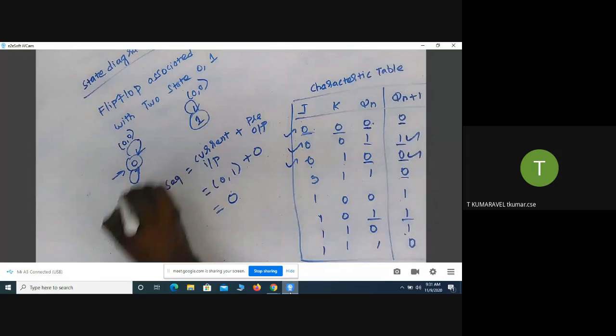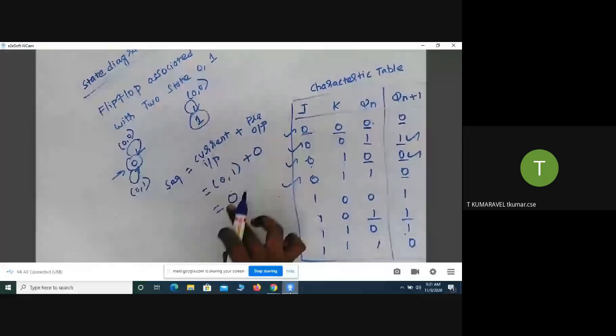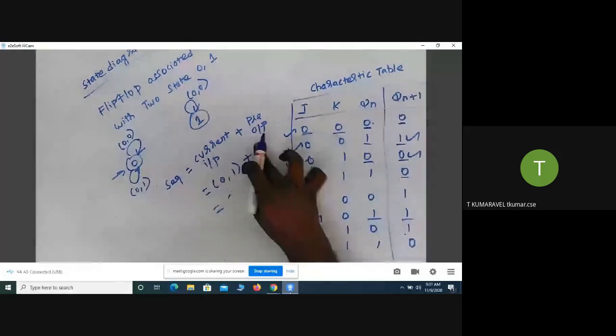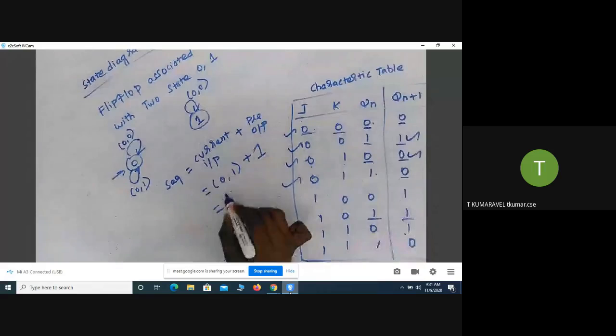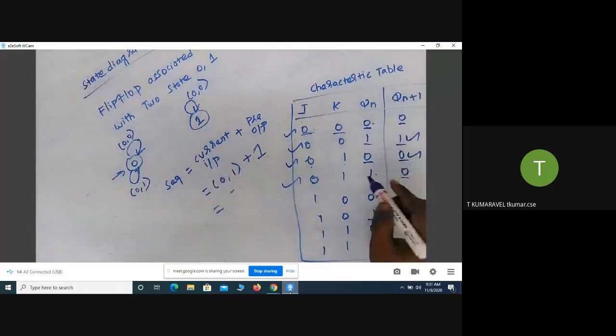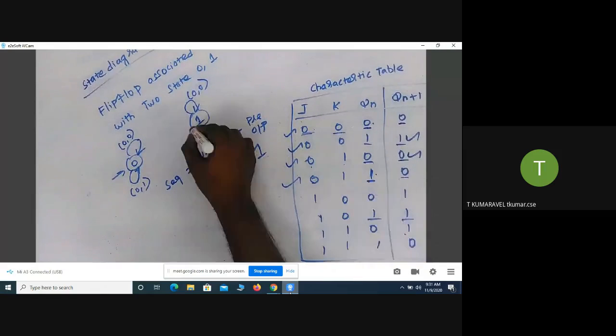What about the next input combination? The next input combination is 0 1, and the previous state output is 1. What about the current output? The current output is 0. So I'm in the 1 state, and the current output is 0, so I draw the line from 1 to 0 with input combination 0 1.